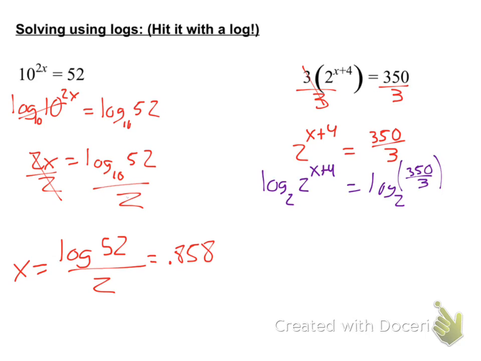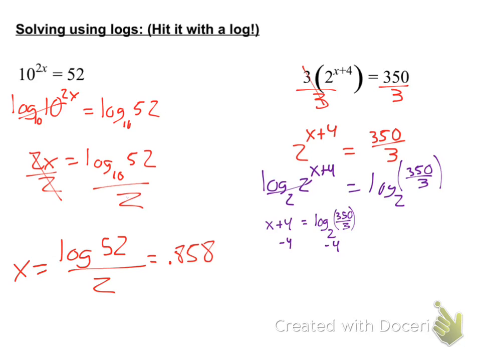What happens with log base 2 of 2? Cancel. Are you seeing those inverse operation things going on? Leaving me with x plus 4 equals log base 2 of 350 over 3. That's getting close. The last thing I would need to do is subtract 4.